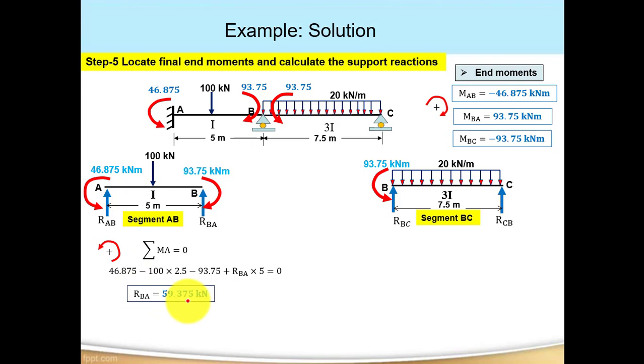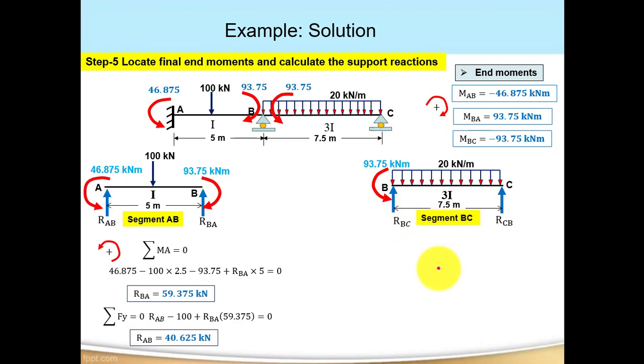Okay, now assuming upward force as positive, summation of force in Y equals 0: RAB minus downward force 100 kN plus RBA, 59.375, equals 0. This gives 40.625 kN. Therefore, we have calculated RBA and RAB. Now, let us go to segment BC.